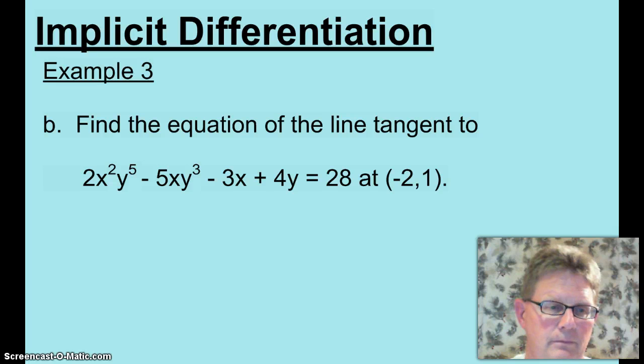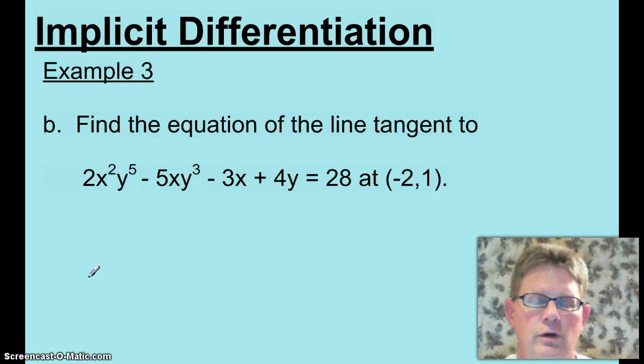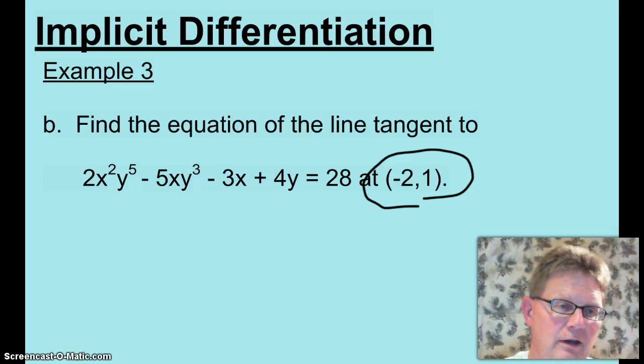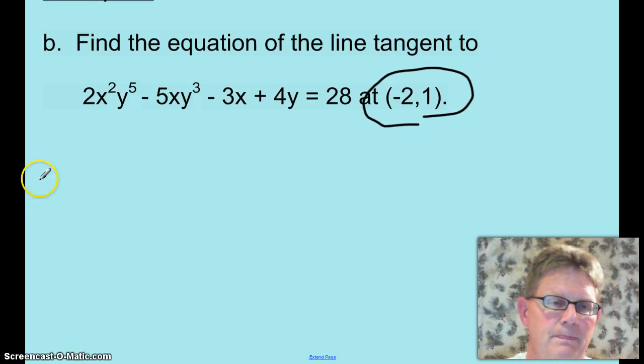Next screen. Find the equation of the line tangent to that equation at negative 2, 1. Notice you have a point already. What do you need? You need a slope and a point. Let's go find that slope, okay?